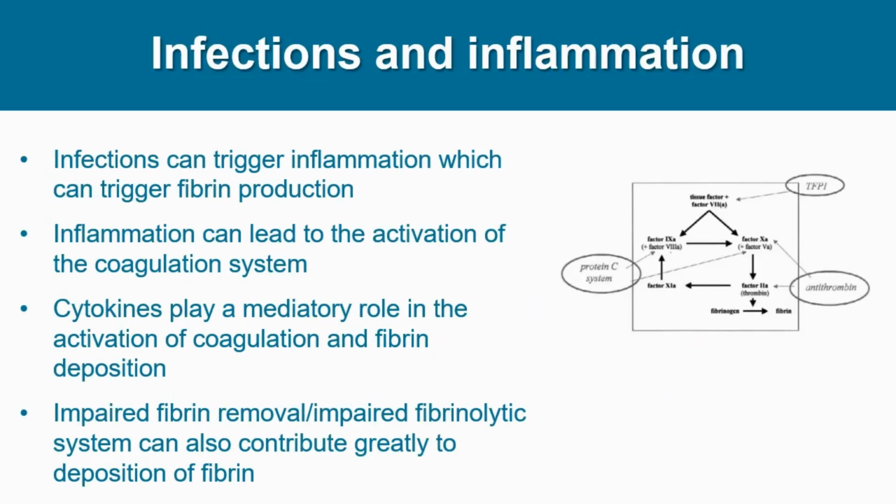So infections can trigger inflammation, which can trigger fibrin. This is a really important concept to understand. Inflammation can lead to the activation of the coagulation system, and cytokines that are generally activated when you're infected can play a role in the activation of coagulation and fibrin, and the impaired removal or impaired fibrinolytic system contribute greatly to the deposition of fibrin.